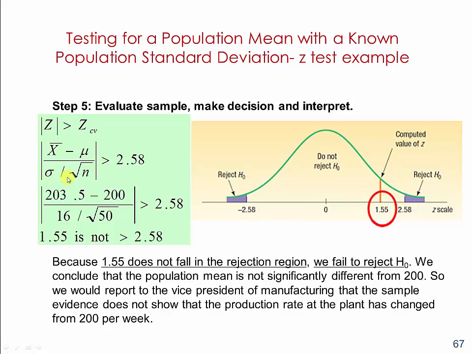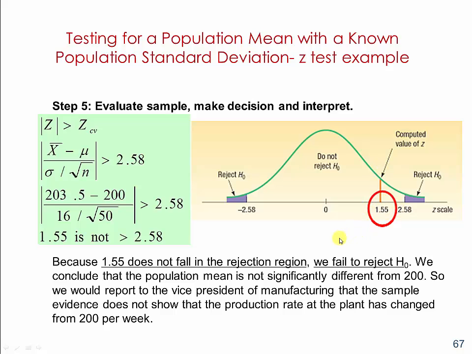So this is all based off our sample data, and we're going to say that if the absolute value of the z is greater than our z critical value of 2.58, in other words, if it's in this rejection region or this rejection region, we're going to reject the null hypothesis. So we calculate out our test statistic based off of our one sample that we collected, and we find that our test statistic is 1.55. It's not greater than 2.58. Because 1.55 does not fall into either rejection region, it's over here, we fail to reject the null hypothesis.